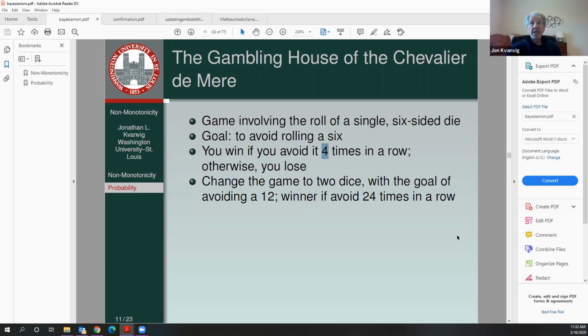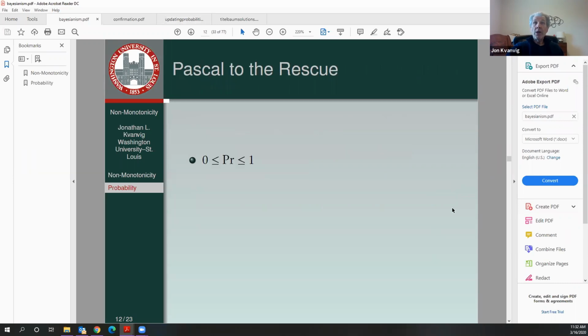Okay, so that's the mistake that he made, but in the process of figuring out the mistake that the Chevalier made, Pascal discovered the probability calculus. Here's one way to present it. Now, in the Teitelbaum book, the presentation is similar to this, but not exactly the same. It's worth noticing what the differences are. But the first thing to notice is that probability is a function that generates values between 0 and 1 inclusive.